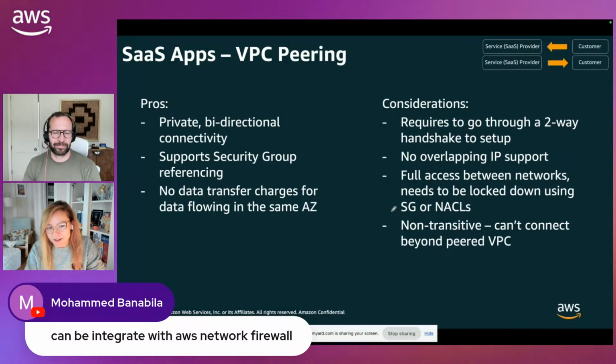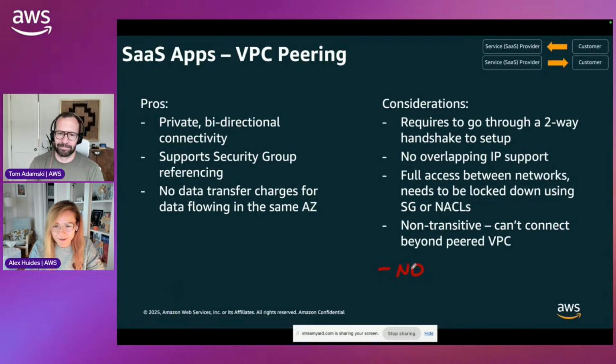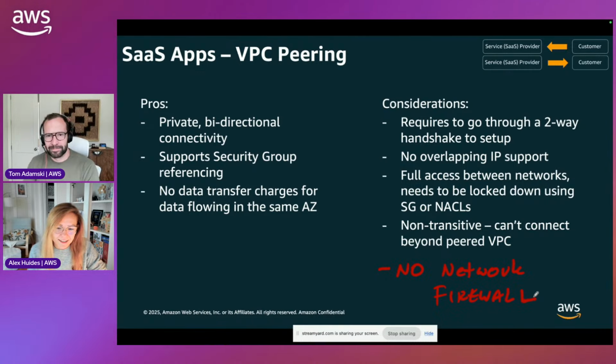There's another question again on network firewall. So Mohammed is asking, can peering be integrated with AWS Network Firewall? Not directly. Whatever you have in the VPC that you peer with the SaaS provider VPC, that traffic just flows directly over VPC peering. You cannot route that traffic more specifically through a firewall endpoint. It's a good call out.